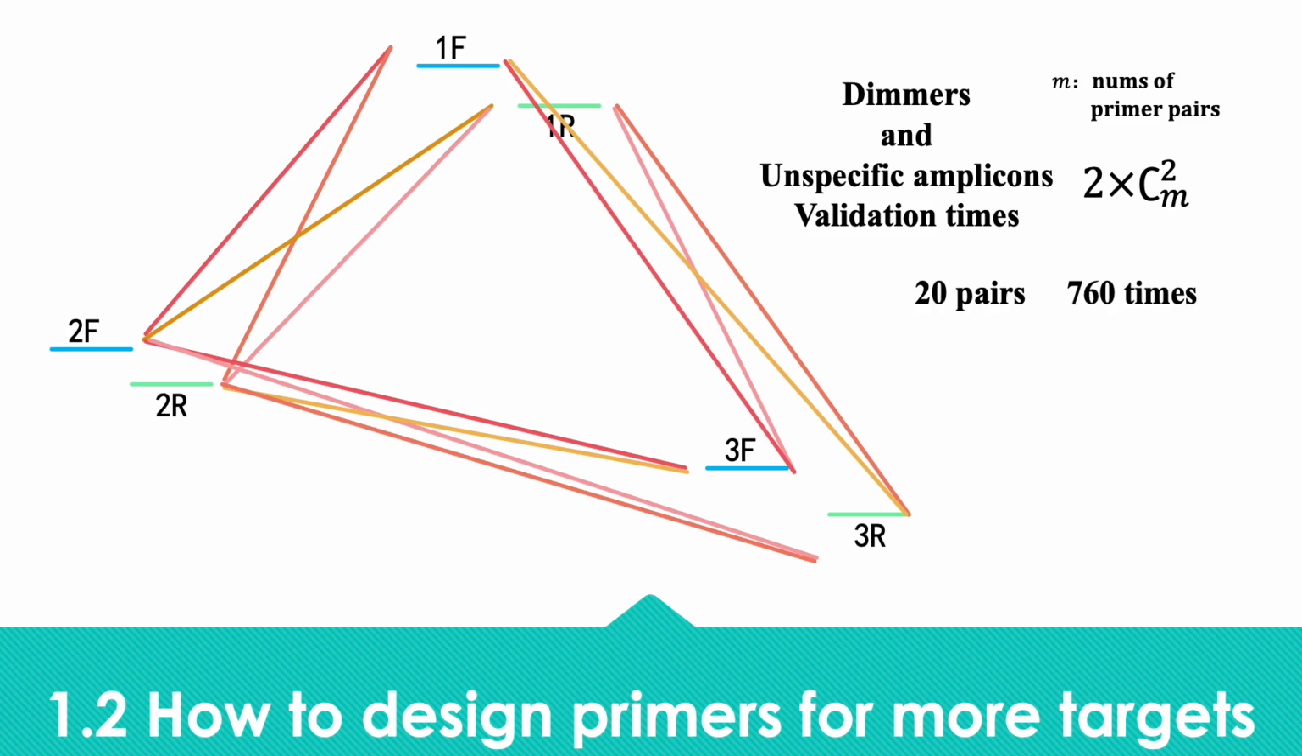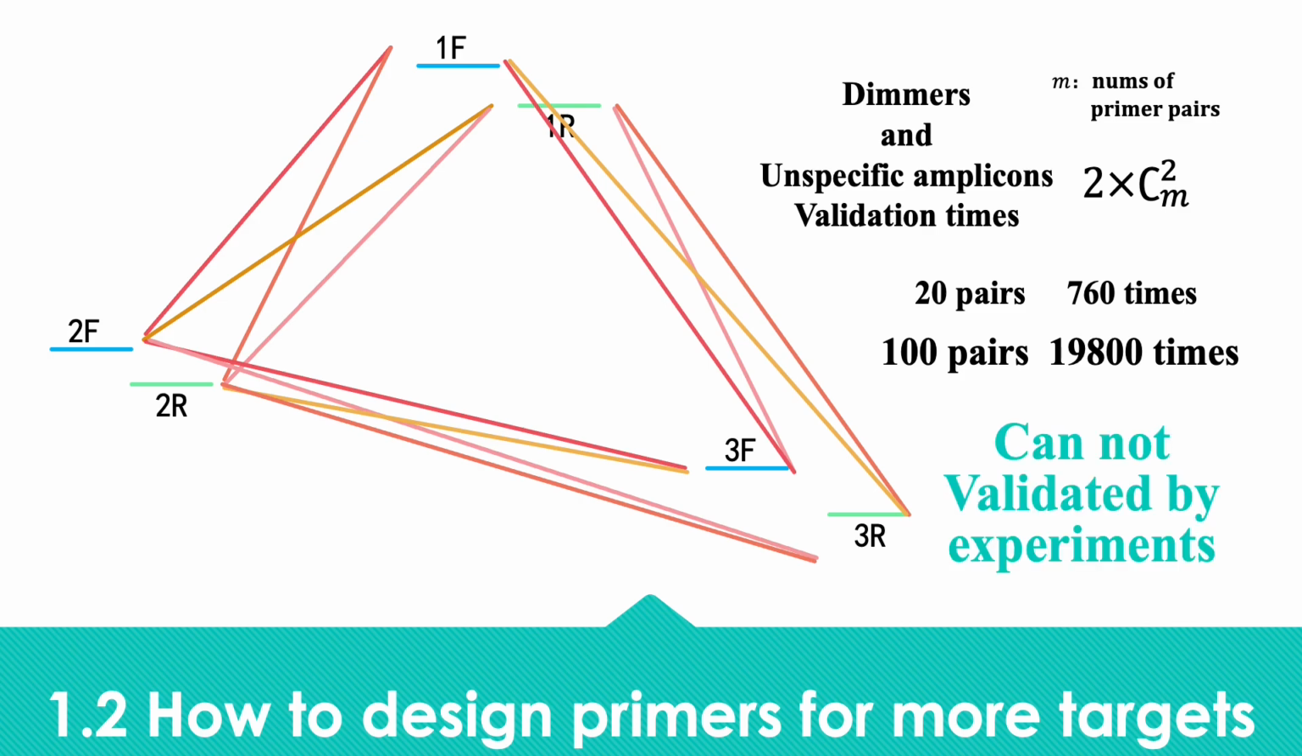If there are 20 targets in one reaction, 760 validations will be needed to check the dimers and nonspecific amplicons. When the number of targets rises to 100, 19,800 validations will be needed. Experiments cannot finish these validations in a short time. Ultiplex provides automated multiplex PCR primer design functions and can finish primer design for a large number of targets.